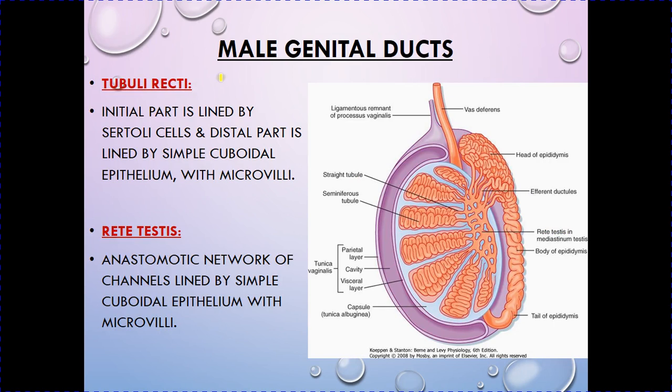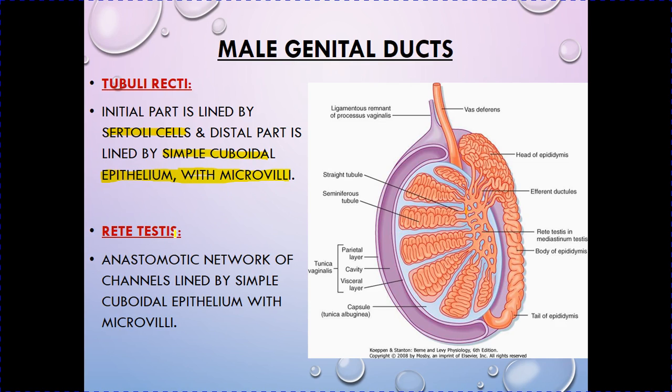The first is the tubuli recti. The tubuli recti is formed by the straightening of the seminiferous tubule. Their initial part is lined by Sertoli cells and their distal part is lined by simple cuboidal epithelium with microvilli. So what you have to memorize, actually they are the straight ends of the seminiferous tubule and their lining epithelium is simple cuboidal epithelium with microvilli.